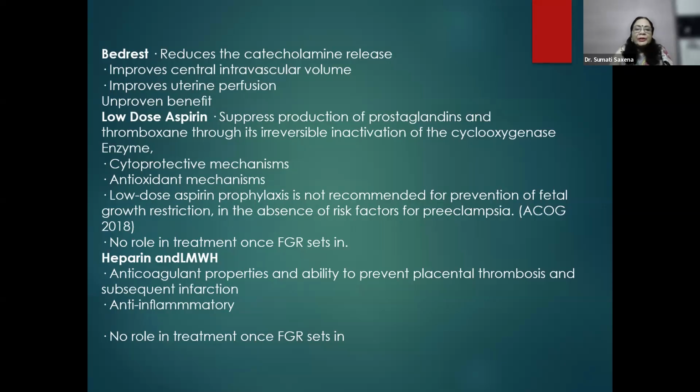Low dose aspirin suppresses production of prostaglandin and thromboxane through its irreversible inactivation of the cyclooxygenase enzyme. So aspirin can be given for prevention. And heparin and low molecular weight heparin are anticoagulants with the ability to prevent placental thrombosis and subsequent infarction, but there is no treatment once FGR sets in.